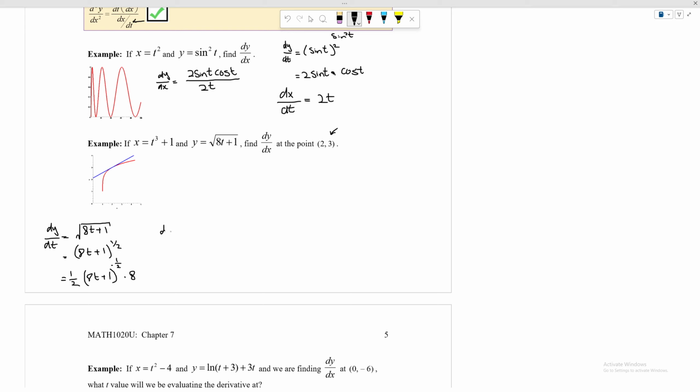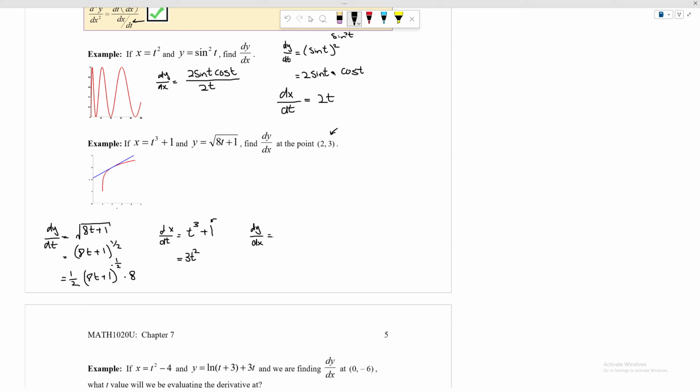And my second one is the derivative of 1 plus t cubed. The derivative of my 1 is 0. The derivative of my t to the 3 is 3t squared. And now what I gotta do is put them one over the other.